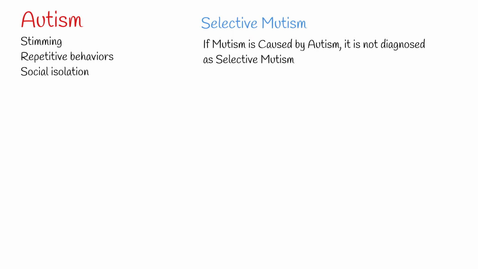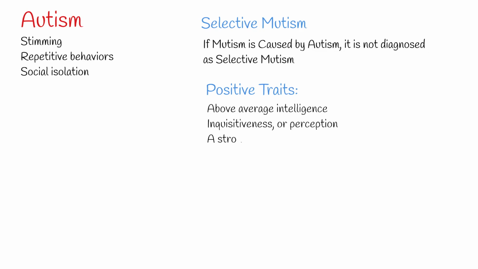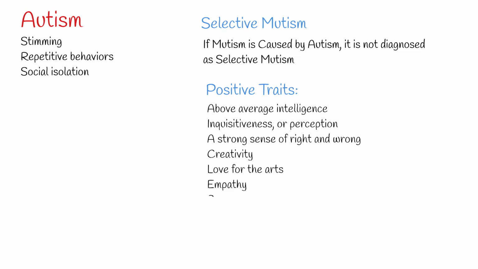In persons with selective mutism, some positive traits are observed in many cases. For example, above average intelligence, inquisitiveness, or perception. A strong sense of right and wrong. Creativity. Love for the arts. Empathy. Sensitivity for other people.